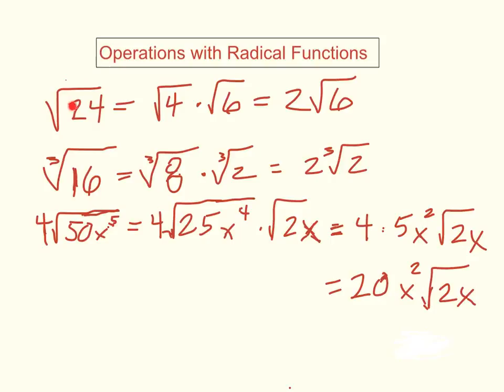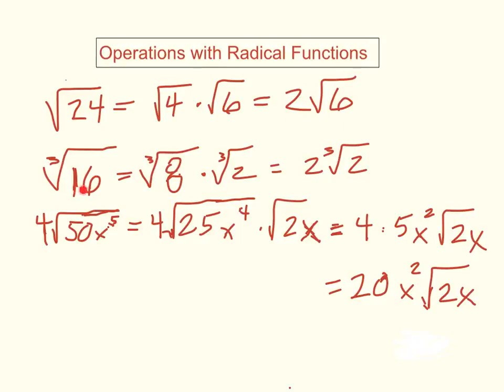So we start off with, this is one you've seen before, square root of 24. You want the largest perfect square that divides evenly into 24, and that's 4. Square root of 4 times the square root of 6 is square root of 24. And when I take the square root of 4, that gives me 2. And the square root of 6, I cannot simplify any further.